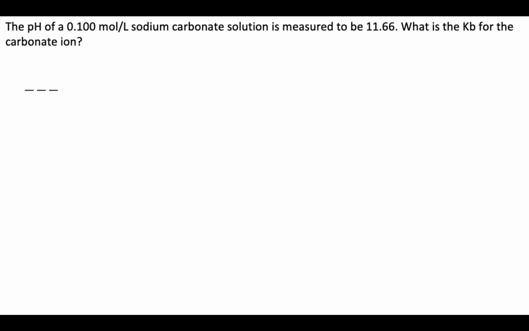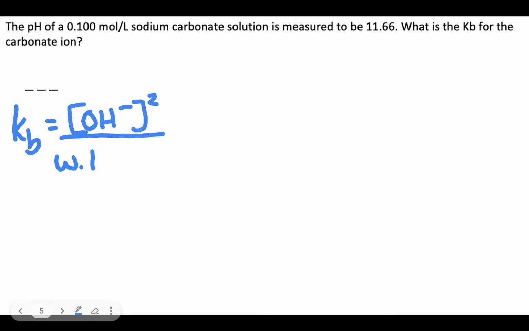What is the Kb for the carbonate ion? So if you're looking at your Kb formula, it's similar. Again, it's also derived from ICE, but instead of relating everything to hydronium, it is relating everything to hydroxide. So hydroxide squared divided by your weak base minus hydroxide's ion concentration in the denominator.